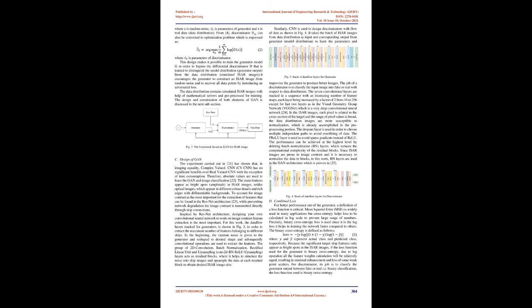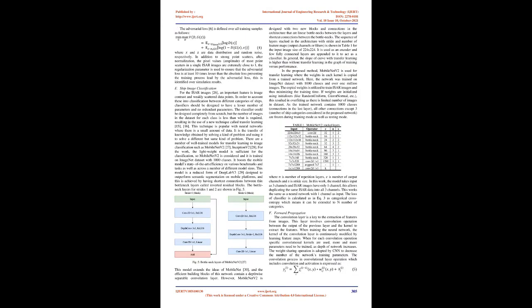3, in order to extract the maximum number of features belonging to different ships. In the beginning, the random noise is given to the generator and reshaped to desired shape, and subsequently convolutional operations are used to extract the features. The group of 2D convolution, batch normalization, rectified linear unit and upsampling, CONV2D, BN and ReLU, upsampling, layers acts as residual blocks, where it helps to structure the noise into ship images and upsample the data at each residual block to obtain desired ISAR image size.